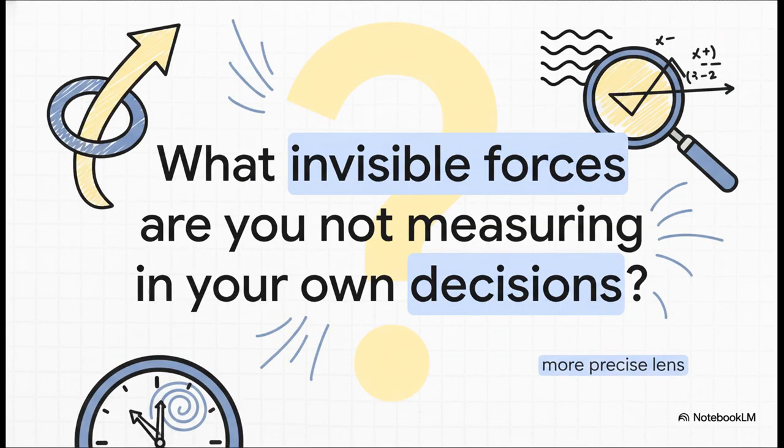And that leaves me with a final question for you to think about. We've just seen how we can use calculus to make these invisible market forces, like momentum and time decay, totally visible and measurable. So my question is, in your own investing or trading, what invisible forces, what rates of change are you currently not measuring? What could you understand better if you just had a more precise lens?